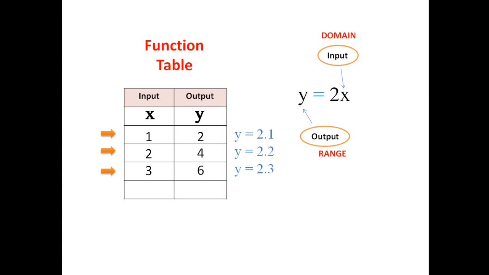See the pattern? For each input value, the output value is twice as big, which is what we would expect because the original equation says that y, the output, is equal to 2 times x, the input.